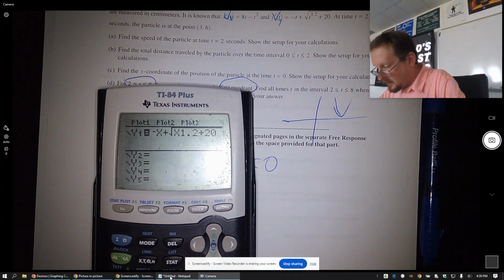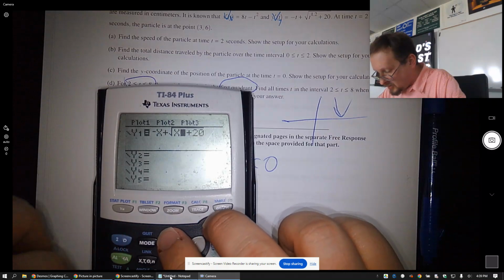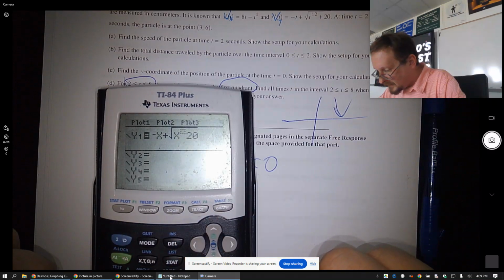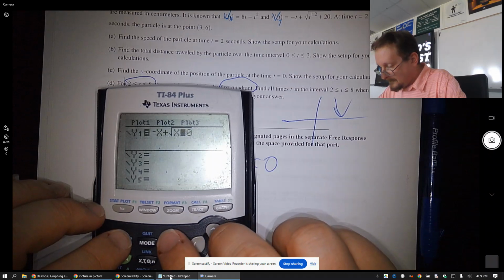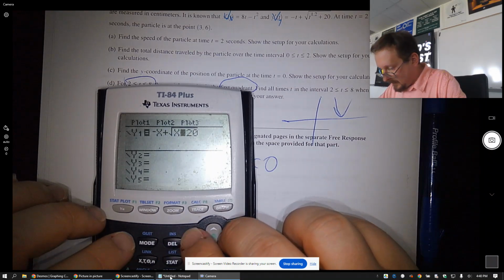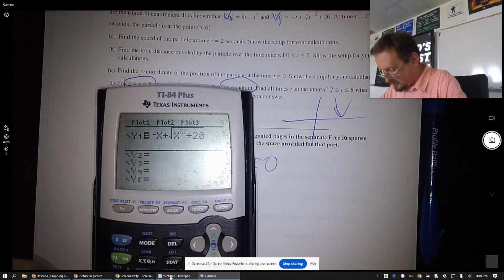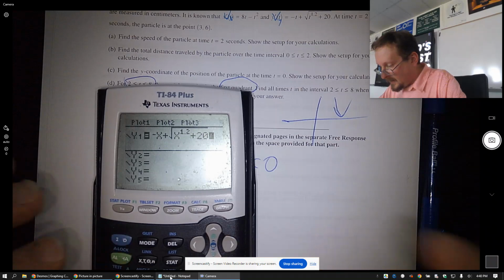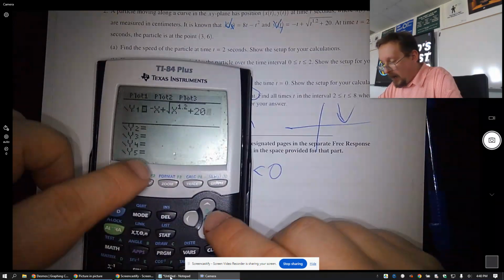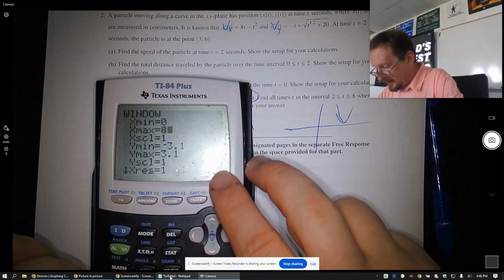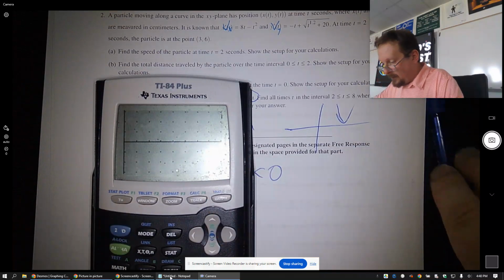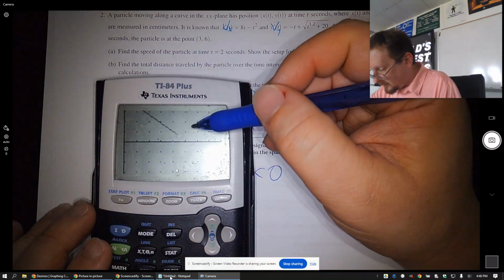Plus 20. That was not what I wanted you to do. I wanted you to do an exponent, please. Oh, heavens. All right. Insert an exponent of 1.2. Now, I want to know when this is negative, so I'm going to do a window from 0 to 8.